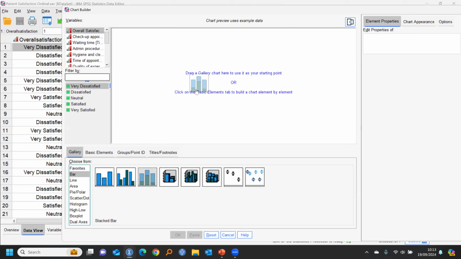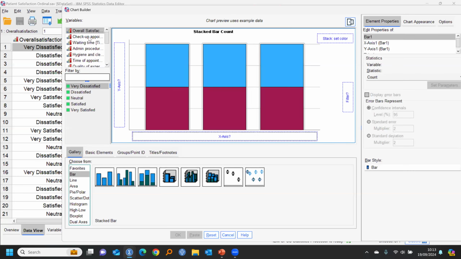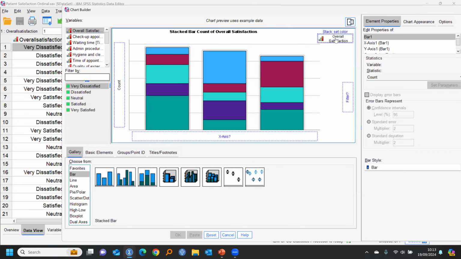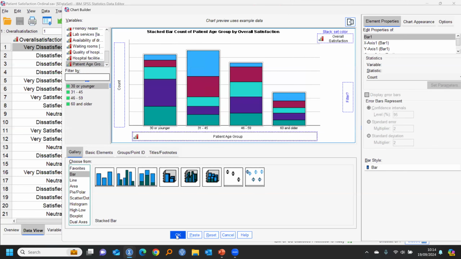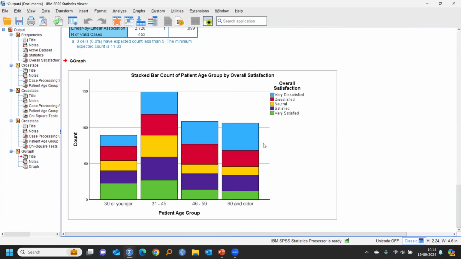We can ask for, say, I would commonly use a stacked bar chart, and I would put the overall satisfaction variable into this legend up here, which is the stack set color. And I would put age group, let's say, along the bottom here. And when it does that, it's going to create a chart that looks like this.